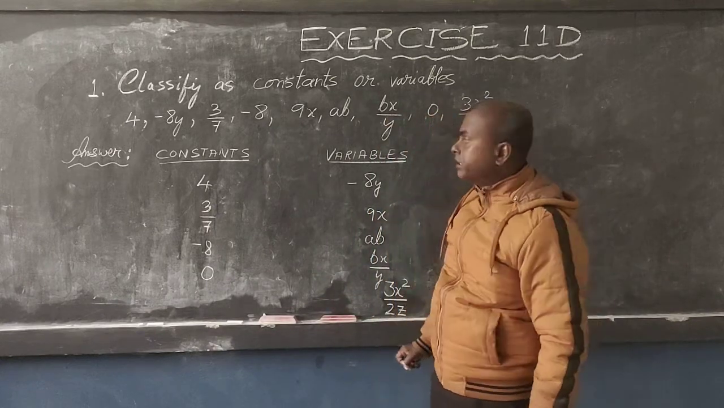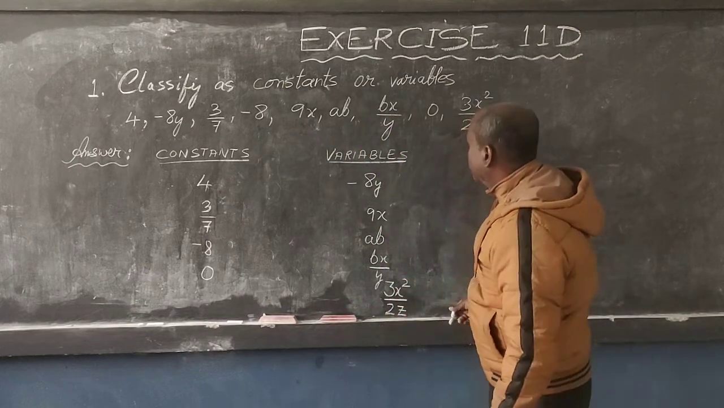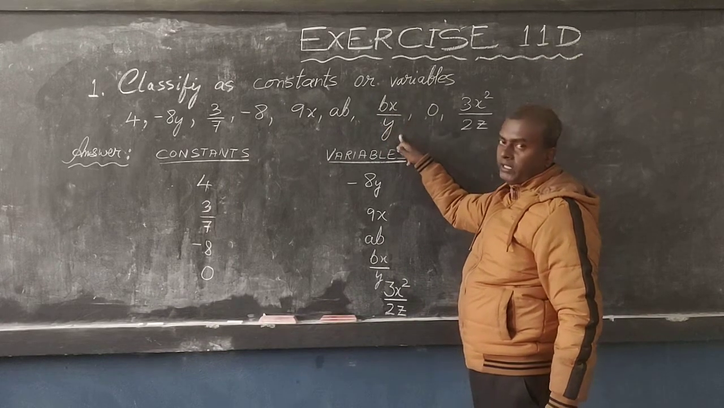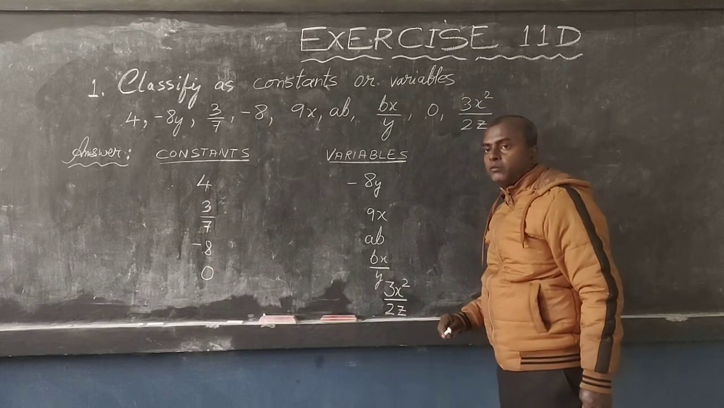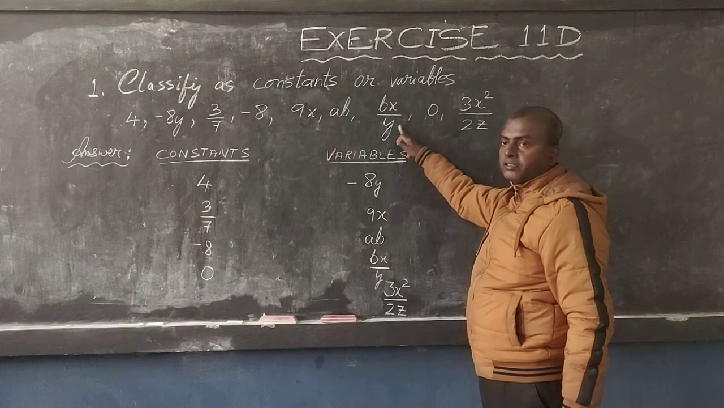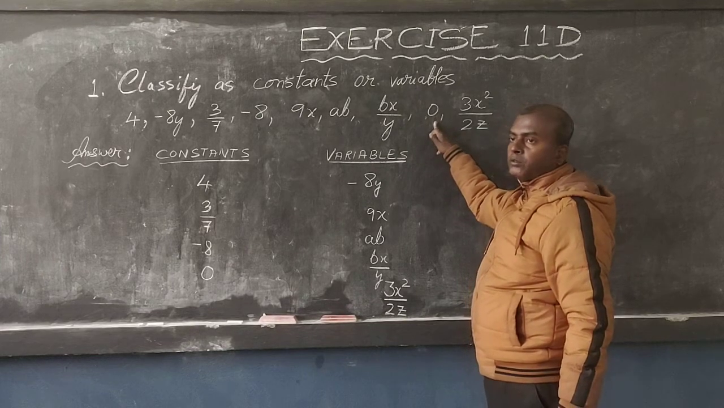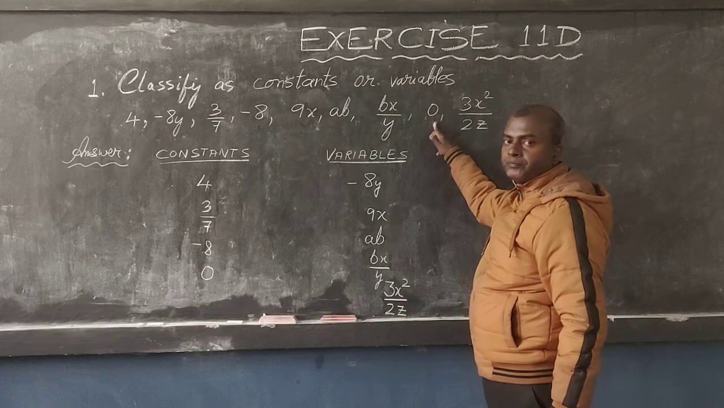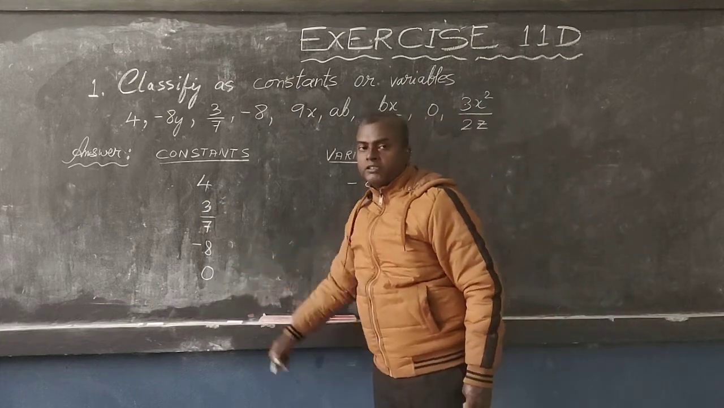Then we have ab. Of course, they are all letters, so it will come in the category of variable. bx divided by y is also a variable. No number is there; only a number can let us say it is a constant. But here only variables are there, letters. So it comes in the category of variables. Then comes 0. It's only an integer. Okay, 0. So it doesn't have any variable. So it is in the category of constants.